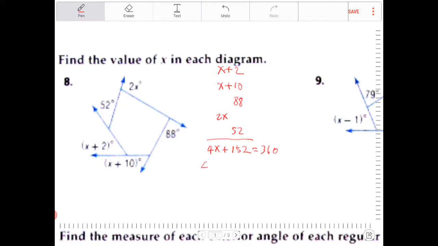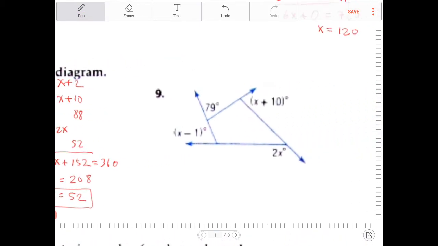So 4x plus 152 is equal to 360. Subtract 152 from both sides, I end up with 208. Divide by 4, I get 52. The problem only asks for us to solve for x, so that's it.